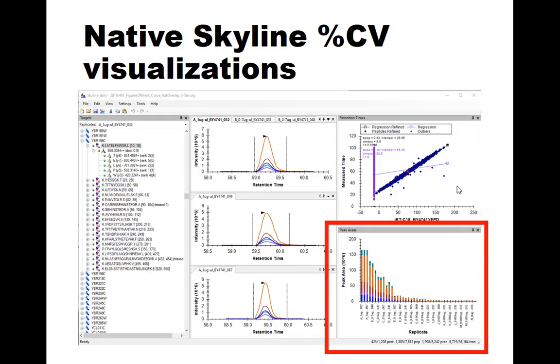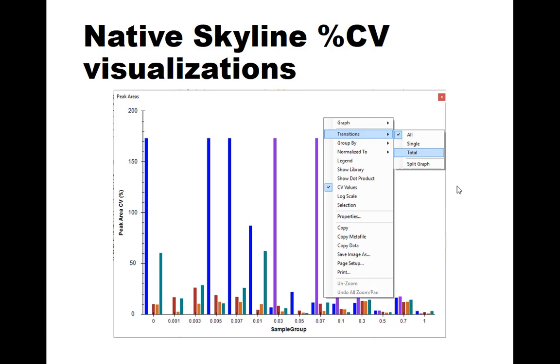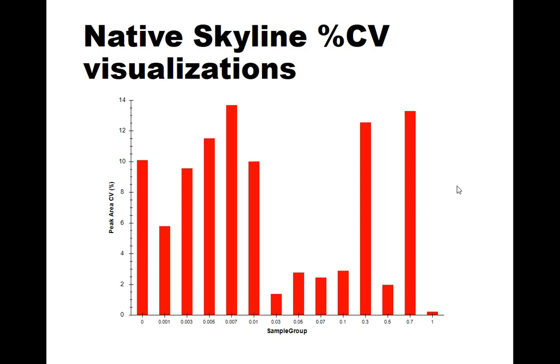So one way we can do this in Skyline is using Skyline's native coefficient of variation settings. So in Skyline, you've seen this peak area pane down here. If I zoom into just that peak area pane, there's an option called group by, and we can group by sample group. And then if I go to the transitions and use their total, I get a chart that looks something like this.